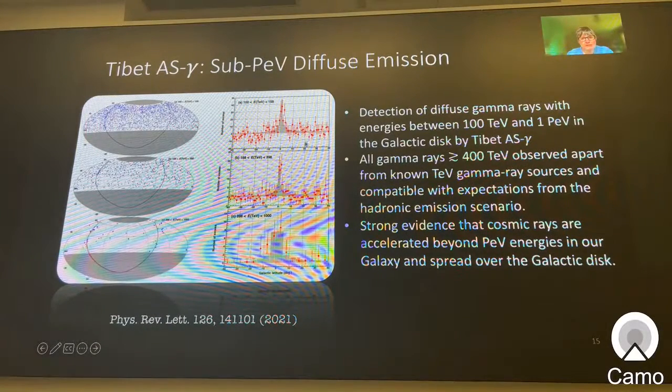In neat agreement with that, Tibet also at about the same time came out with a result on sub-PeV diffuse emission, that is gamma rays above approximately 400 TeV, observed 0.5 degrees, I think, away from known TeV sources, and they appear to be centered on the galactic plane. That is strong evidence that cosmic rays are accelerated beyond PeV energies in our galaxy and spread over the galactic disk. I think we will hear more about this this afternoon.